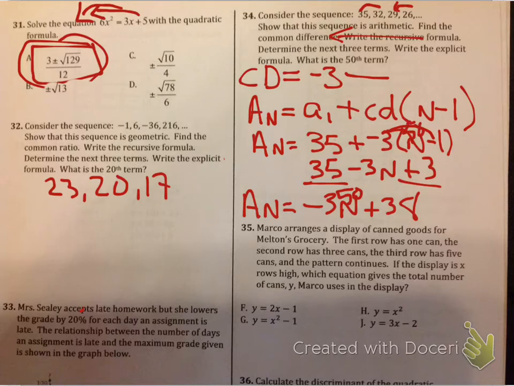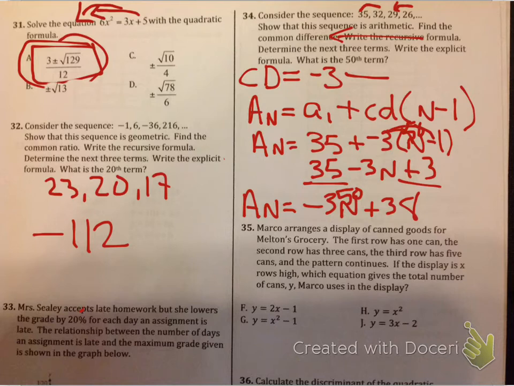So -3 times 50 plus 38 gives you -112. Put into the other formula, 35 plus -3 times n minus 1, you'll still get the same answer. So the 50th term is -112.